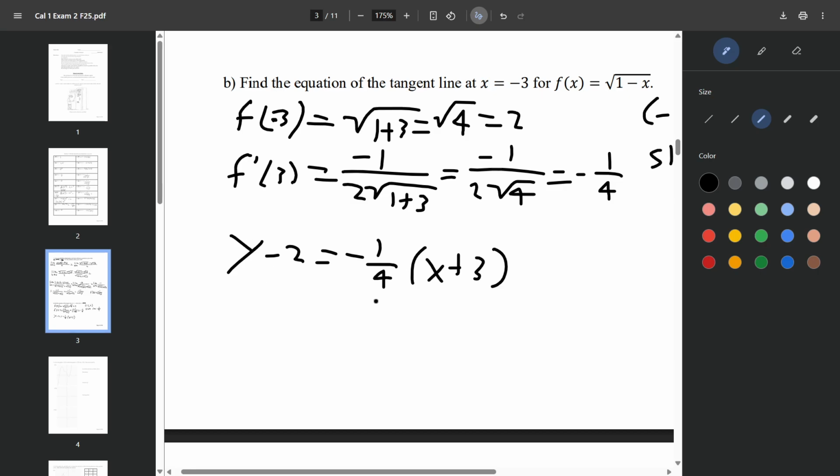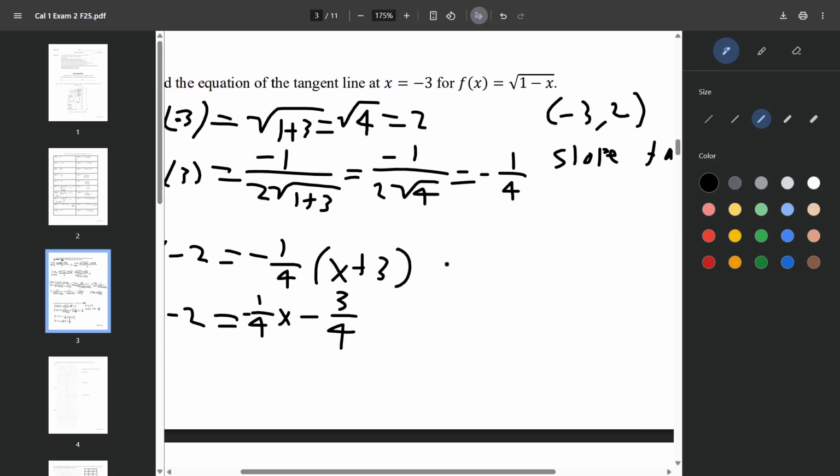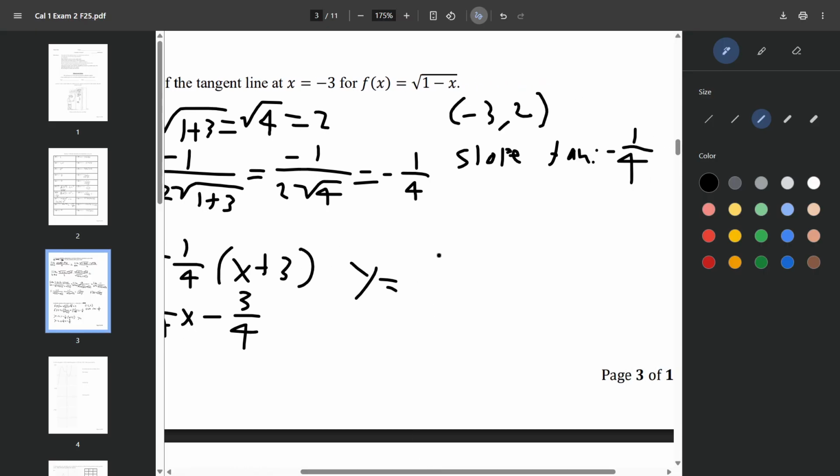And now we just have to isolate y and distribute this. So this will then be equal to y minus 2 equals negative 1/4 x minus 3/4. So then we add 2 and so our final answer will be y equals 5/4 minus 1/4 x.